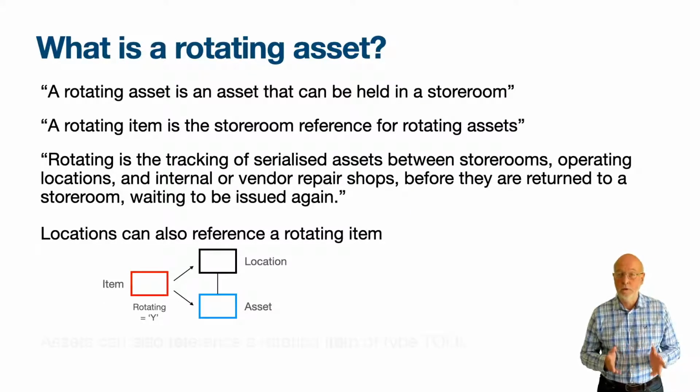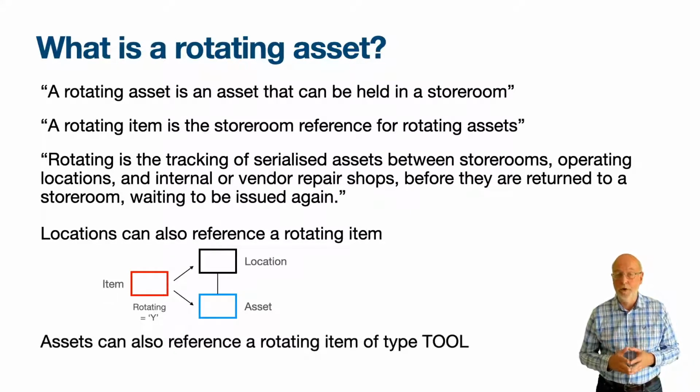A rotating asset can also reference a rotating item of type tool, and these assets can be held in a tool storeroom waiting to be issued to a work order and then returned again. They can also be repaired, sharpened if they have cutting blades, or calibrated. So they rotate in the sense of our definition, but we don't call them rotating tools, just simply tools. Some people, including myself, use the term tool asset when referring to the asset record and tool item when referencing the item record.